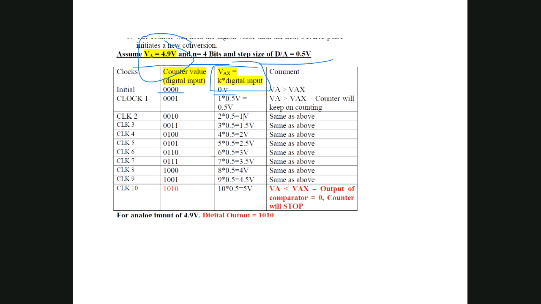Okay, so now VAX becomes more than VA, because it is 5, and 5 is more than 4.9. Or we can say VA becomes less than VAX. So what will be the comparator output? EOC will become 0. Now this 0 will go to the AND gate, so the AND gate output will be 0. So the counter will stop counting. Khalas. Okay, everyone, the counter stops counting. This is the way it works.